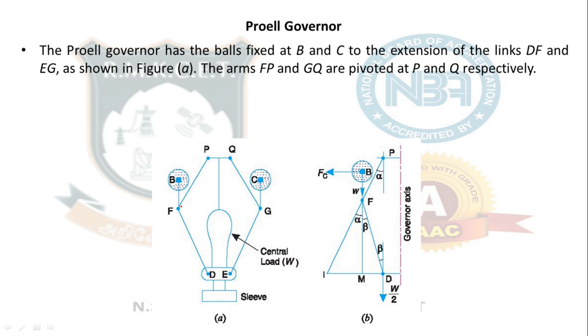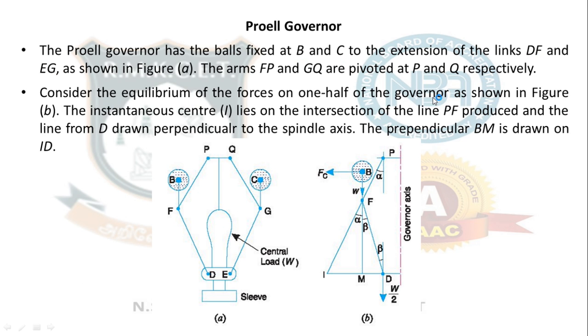The Proell governor has balls fixed at B and C to the extensions of the links DF and EG. So these two are the extension links, DF and EG. As shown in the figure, the arms FP and GQ are pivoted at P and Q respectively. So don't worry about that. Consider the equilibrium of forces on one half of the governor. Here we are going to solve it, as the last case we solved, by balancing of forces. So let us see how we derive this formula for a Proell governor.